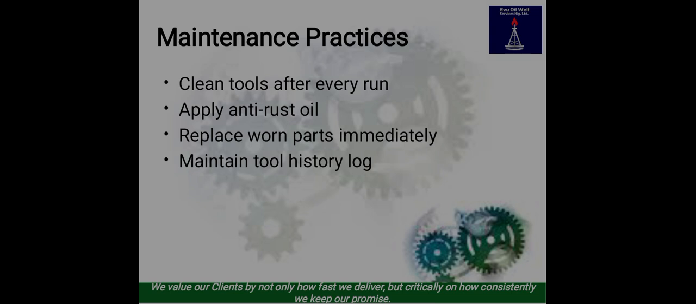Maintenance practices. Good tool maintenance includes cleaning tools after every run, applying anti-rust oil, not all oils that you use in servicing your tools, anti-rust preferably, immediate replacement of worn-out parts, and keeping a tool history log for traceability. Well-maintained tools mean higher reliability and lower downtime. So the option is yours. For me, I've always been very particular about effective maintenance practice.